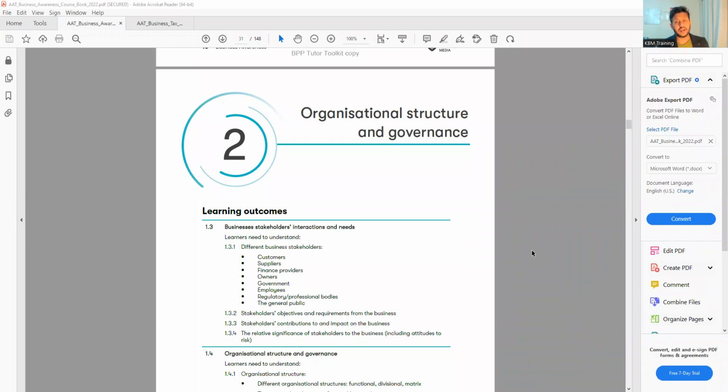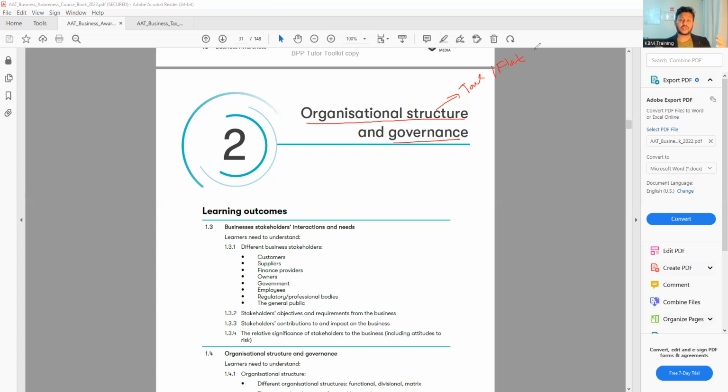So chapter number 2, we have organizational structure and governance. Let's try to understand these two words first. The organizational structure represents the different sorts of structure an organization can have, for example, the tall organization or the flat organization. So organizational structure can be flat or it can be tall. We're going to look at the detail later on.